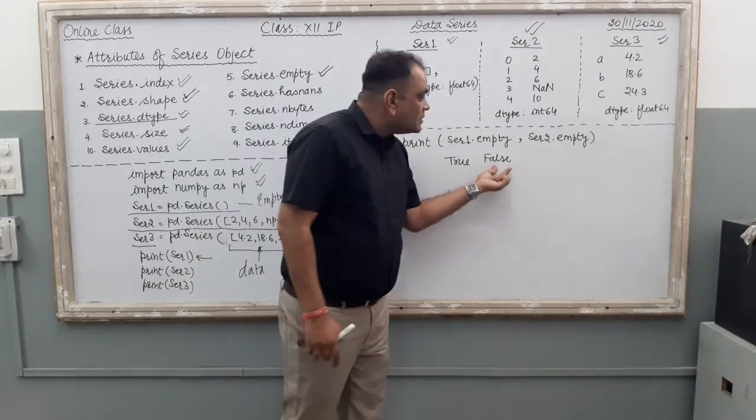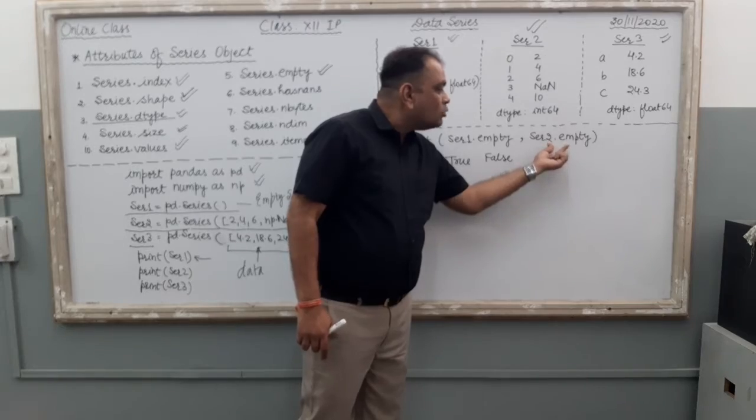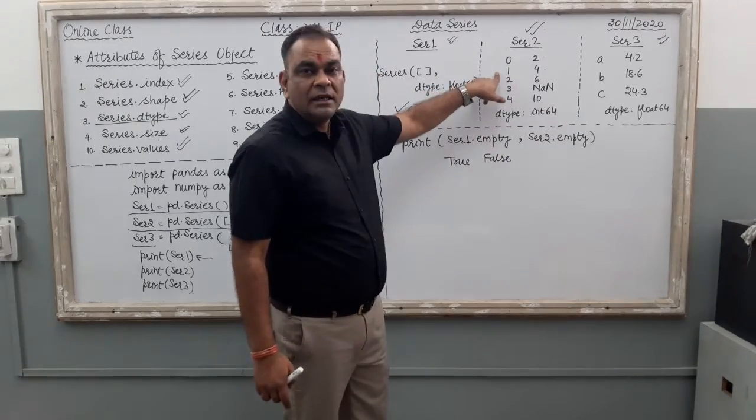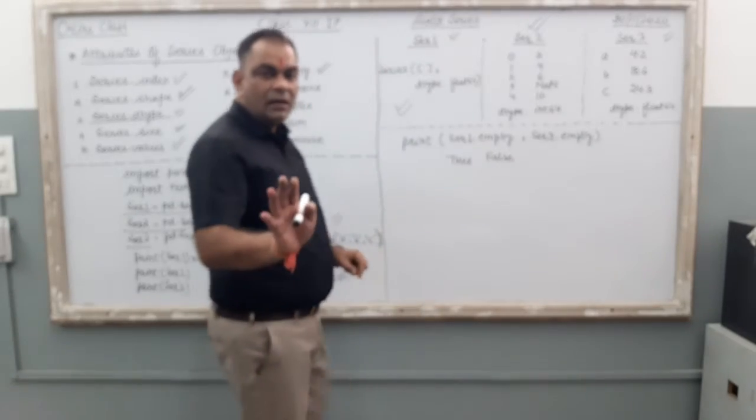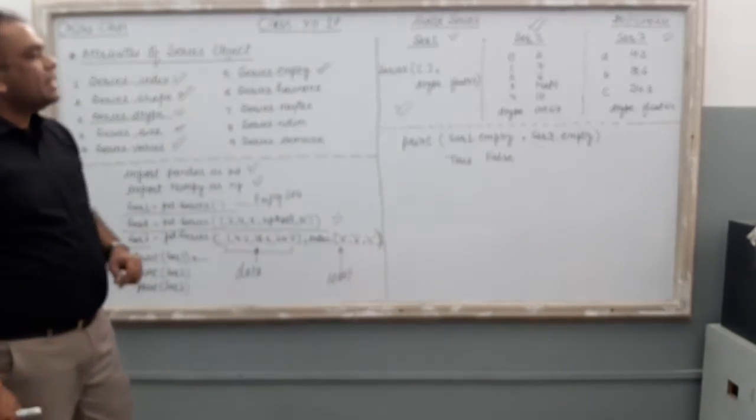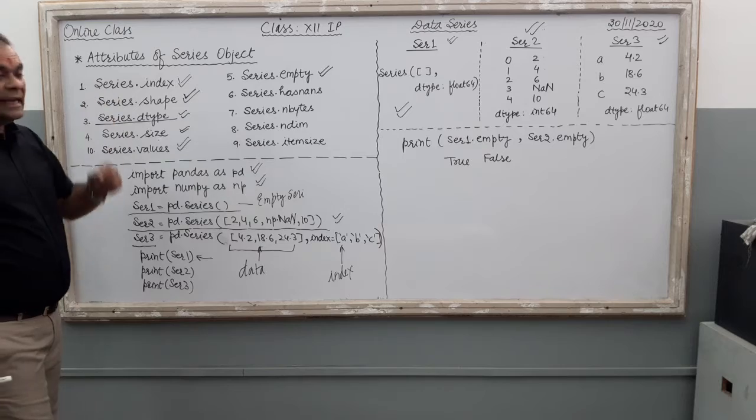The result is false, it is related with ser2.empty. Just check that series 2 is not empty, so here the result is false. Clear? So it is the empty attribute of the series.